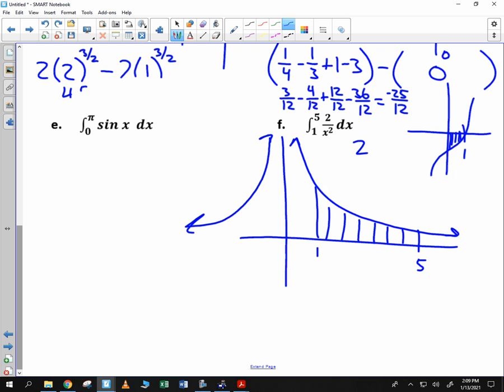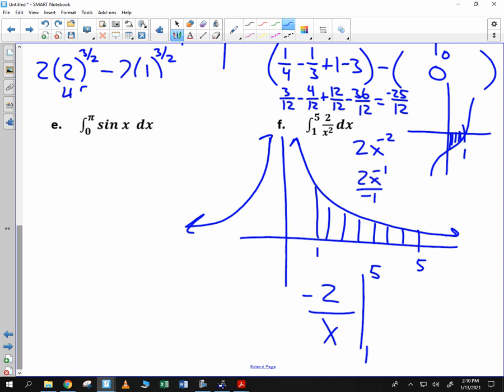This is 2x to the negative 2. The antiderivative would be 2x to the negative 1 over negative 1, or if you were to write that, negative 2 over x. And we would evaluate it at 5 and at 1.